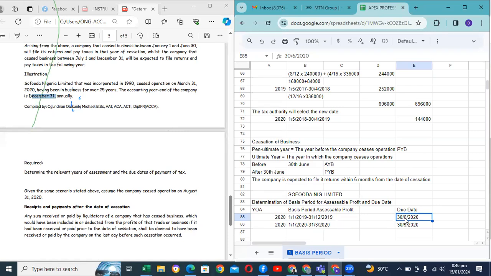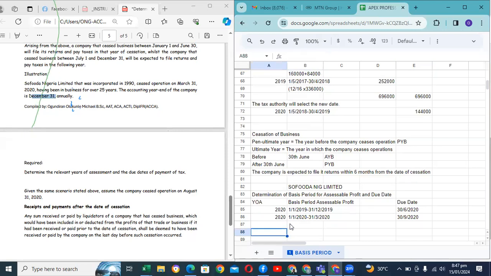And the due date is 6 months after the end date that you have here. So the end date we have here is 31st December 2019. Yes, so you count 6 months after. So 6 months after gave us 30th June 2020. And then 6 months after March gave us 30th September 2020. Is that clear? Yes, sir, it is.